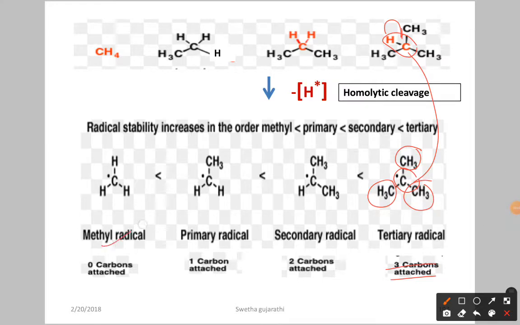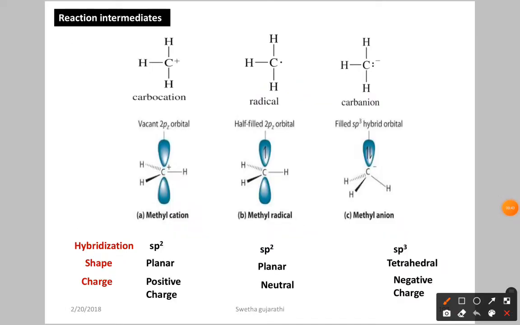So this is a methyl radical. This is called a primary radical. This is a secondary radical, and this is a tertiary radical. Like carbocation and carbanion, radicals also come in types. Including methyl radical, there are 4 types: methyl, primary, secondary, and tertiary radicals. Carbocations, carbanions and free radicals are called reaction intermediates, meaning they form in between the reactions. That's why it's called a reaction intermediate.